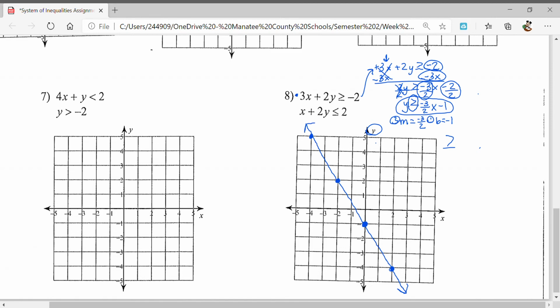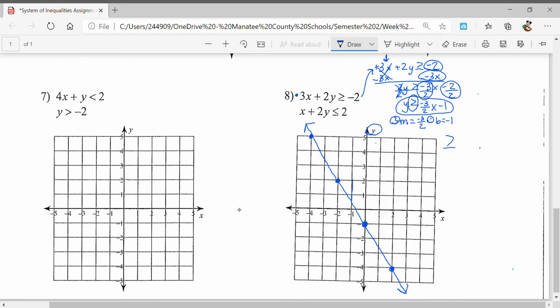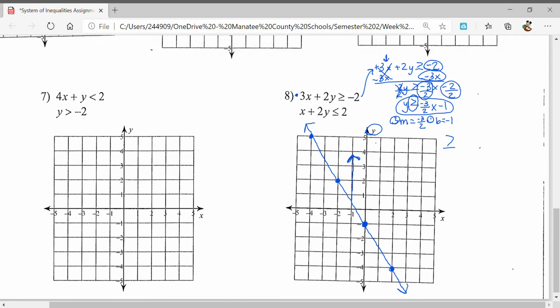And then we're going to do our shading. It's greater than or equal to, so you're going to shade above. So I like to put my pencil anywhere on that line, draw an arrow going up, and that's going to help me figure out what is everything above. So then I'm going to do all my shading above.